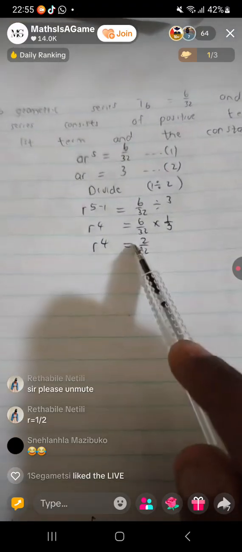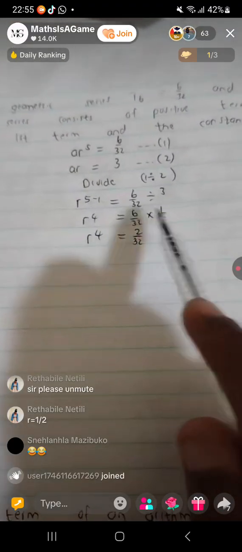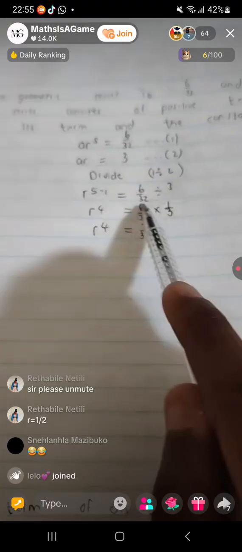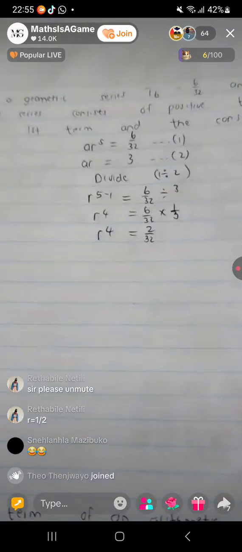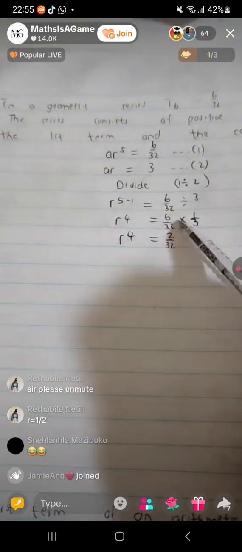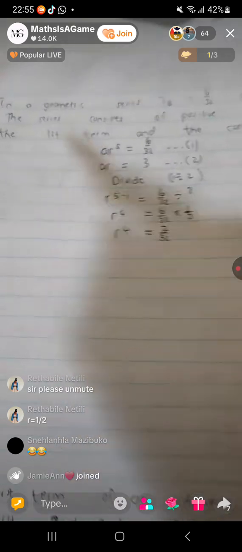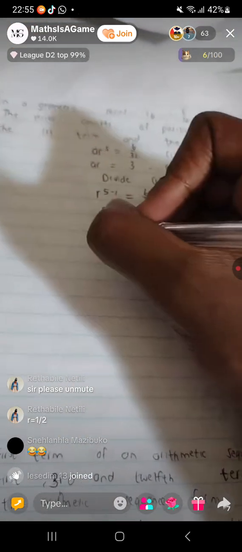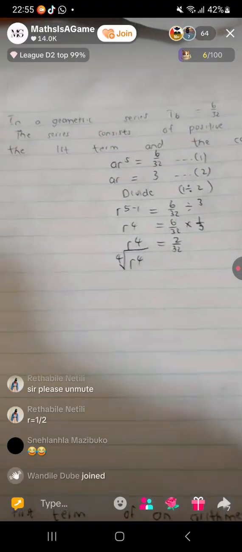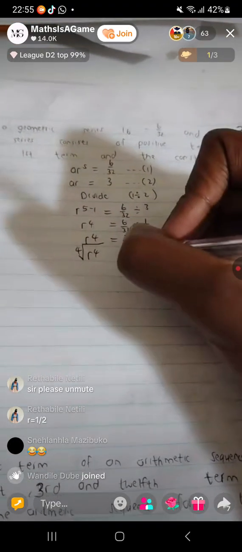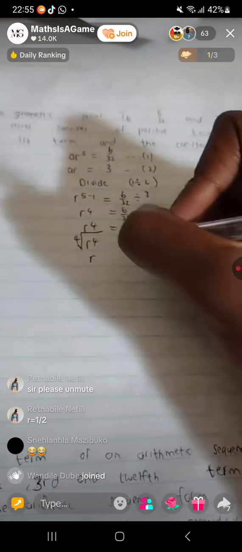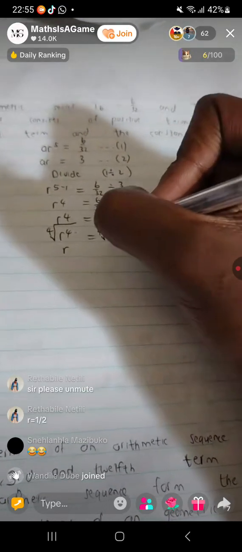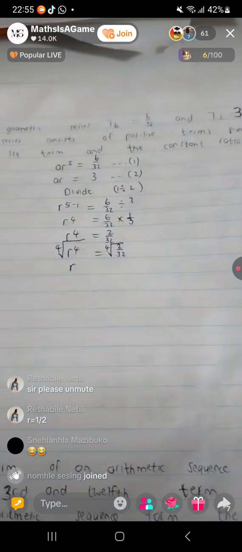Okay, r to the power 4 is equal to 2 over 32. So yes, guys, 6 over 32 times 1 over 3. 3 goes into 6 how many times? Twice, which is what we want. 3 goes into 3 once, 3 goes into 6 twice. So we have 2 over 32 as the answer. Then what do we do? I can take the fourth root on both sides so that I can cancel that root. That gives me r, but remember what I do on the left, I do on the right.